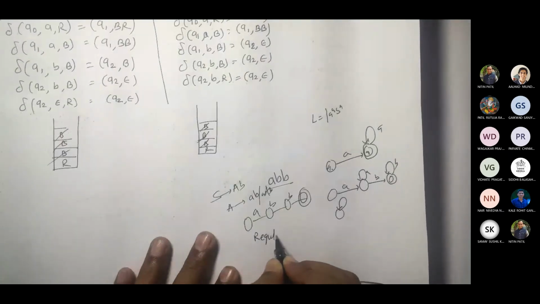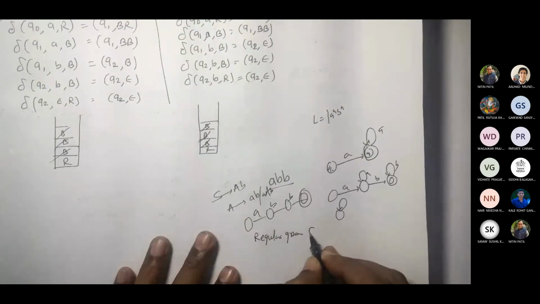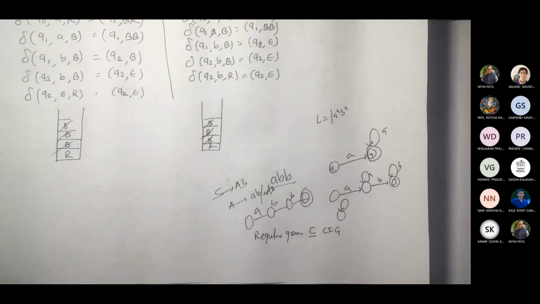So if you see, regular grammar is a subset of context-free grammar. Every context-free grammar cannot be a regular grammar, but every regular grammar is going to be a context-free grammar. I made one statement here. Have you heard what I said?